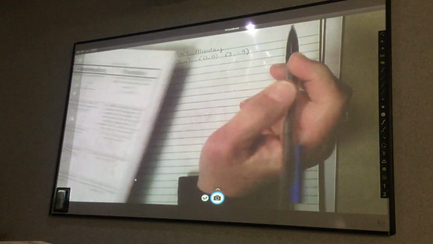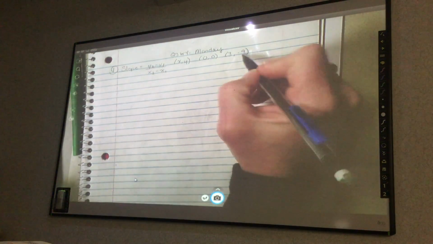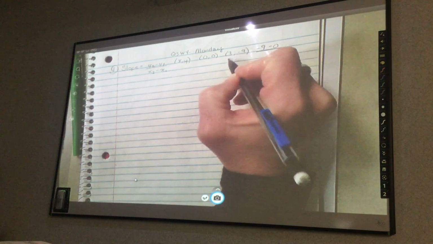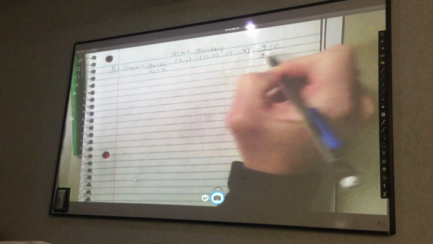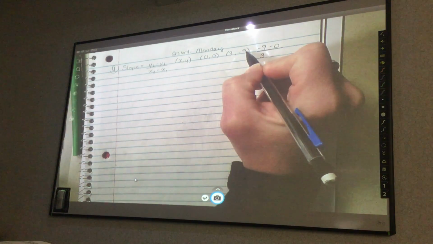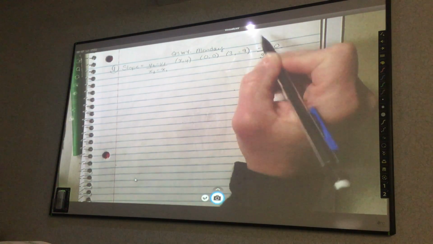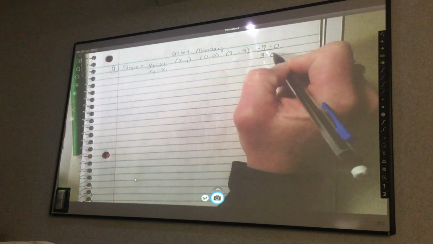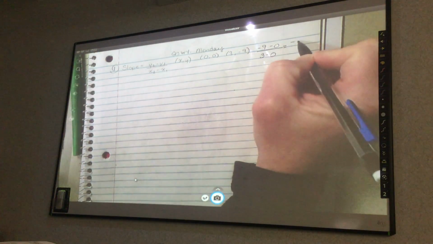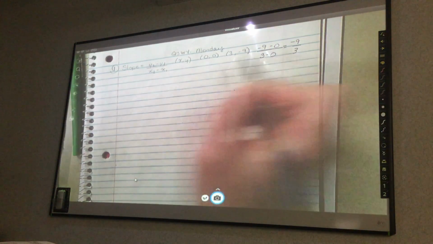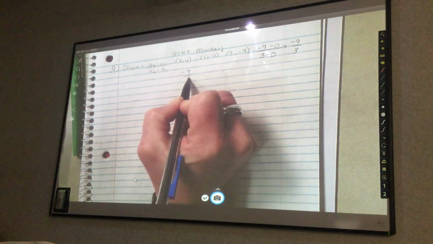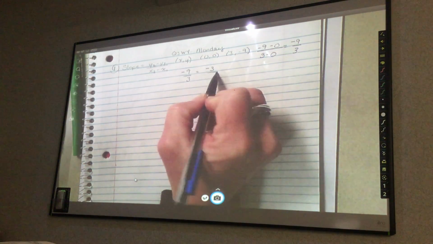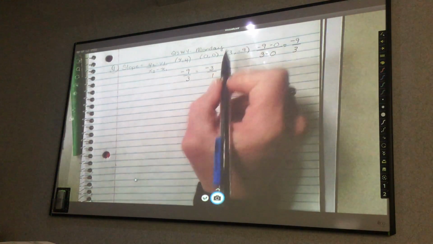So y2 is a negative 9 minus y1 is 0 over x2 is 3 minus x1 is 0. Did I say x there? I meant y. So I have negative 9 over 3, which then I need to reduce by 3. And I get a negative 3 over 1, which means what?